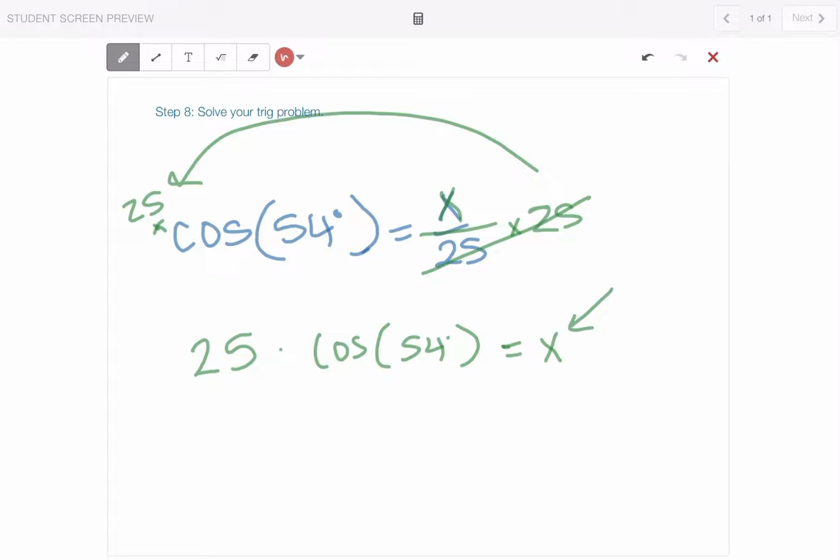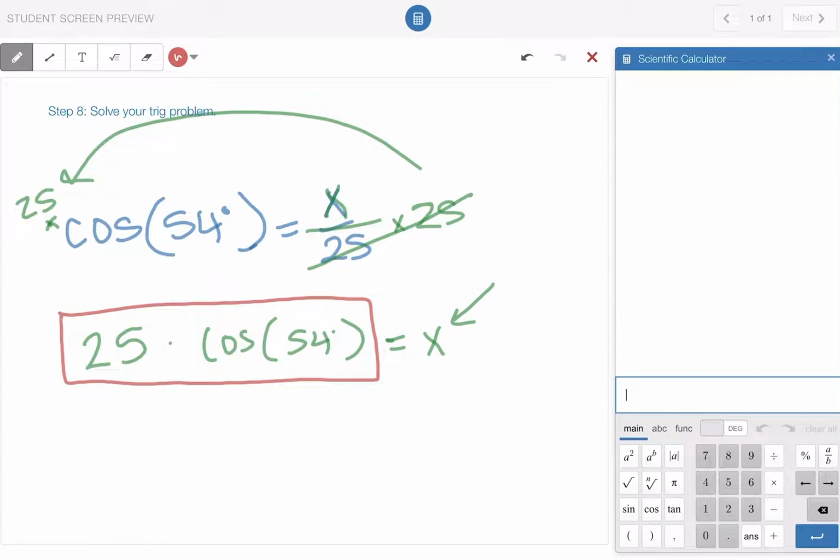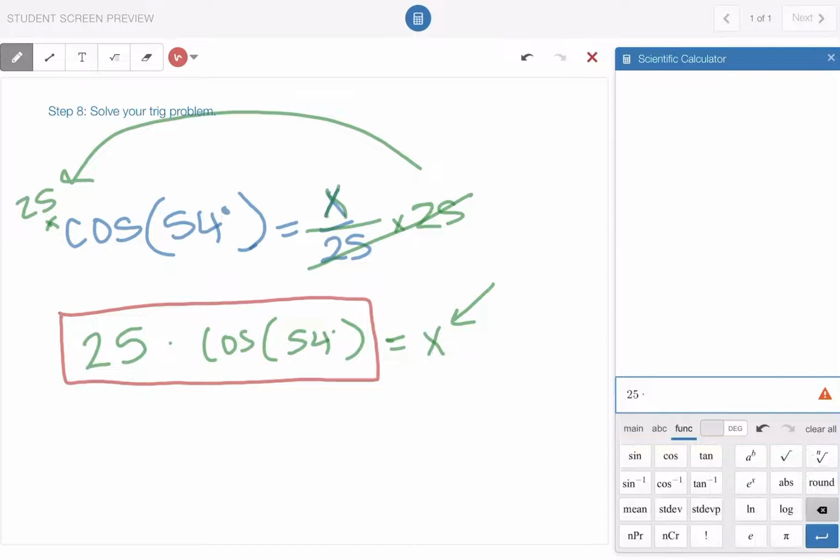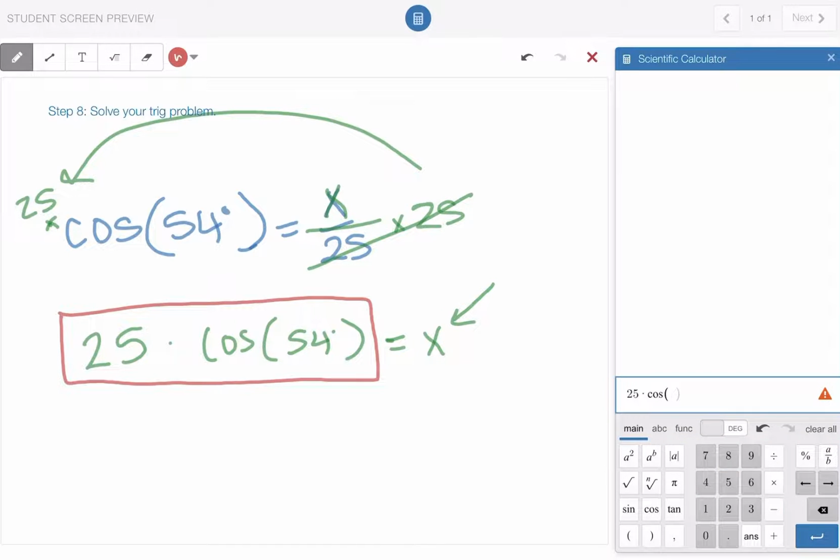And now that we have our variable x all by itself, right, it's totally standalone, what we have is our problem that we need to enter into our calculator. We need to type in 25 times the cosine of 54 into our calculator, and that will tell us the value of x. So let's do that. Calculator up at the top. I'm going to type in 25 times, go to your function tab, function, cosine, back to main, 54.